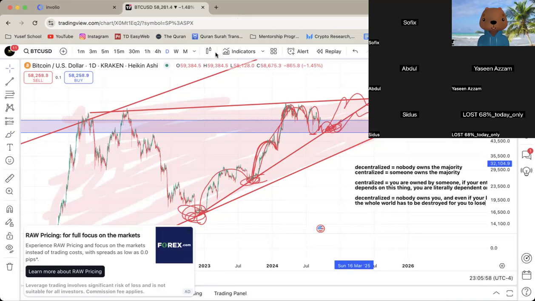Because if it's decentralized, that means nobody owns the majority of all the gold in the world. But if it's centralized, that means somebody owns the majority of the gold in the world. So is it centralized or decentralized? Gold is a natural resource, right? So the majority of it is in the earth. If the majority of it is in the earth, and the earth isn't a person, nobody owns the majority of gold. That means what? It's decentralized, right?